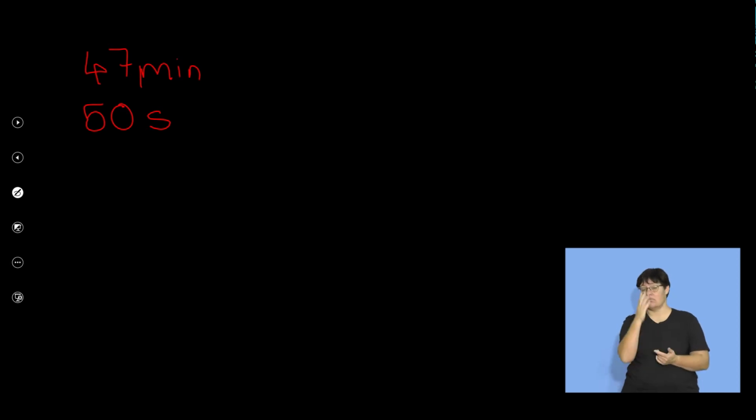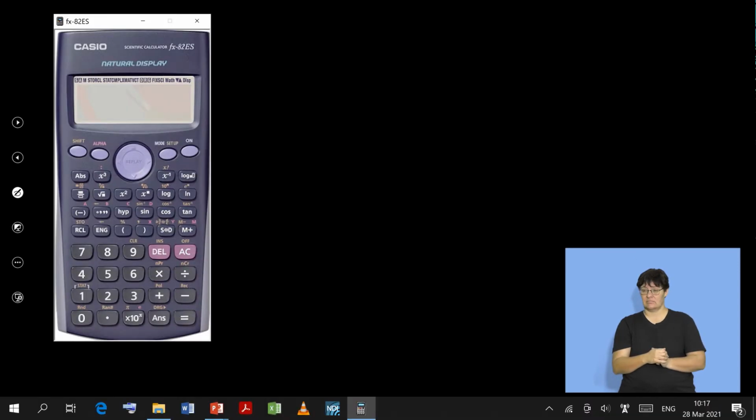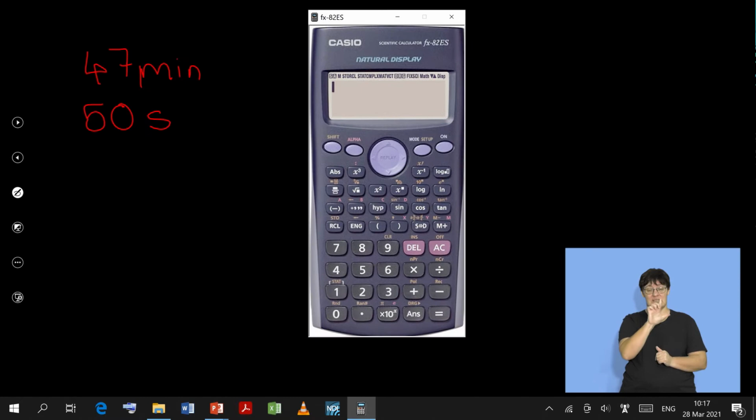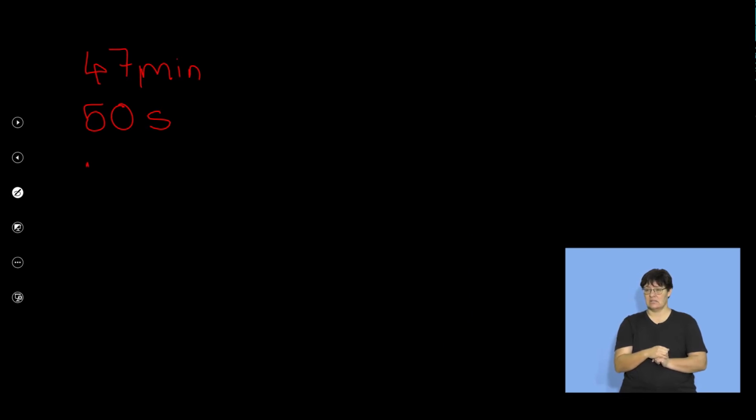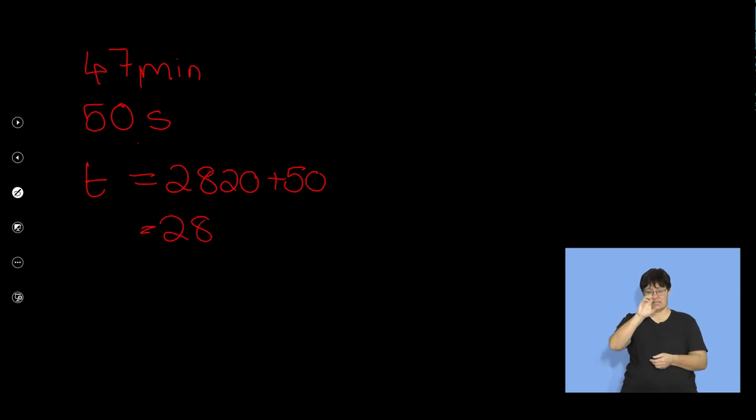So what we've got to remember is there are 60 seconds in 1 minute. So here we go. I've got 47 minutes, so I'm going to take 47 times 60. So 2,820 seconds. So my time is 2,820 plus that 50. So my total time is 2,870 seconds. That just sounds terrible, but it's okay, it's in seconds.